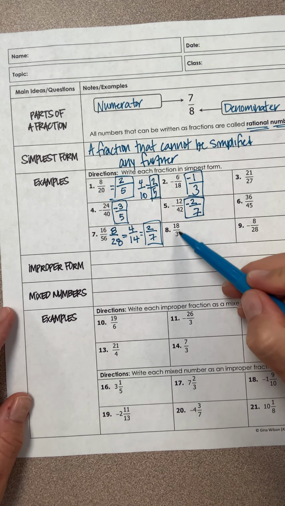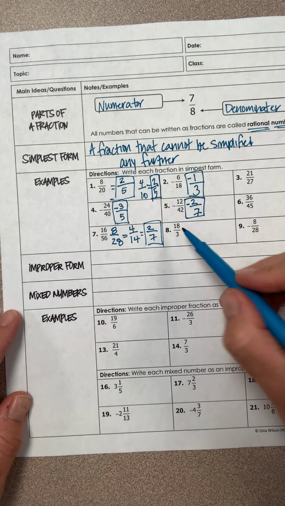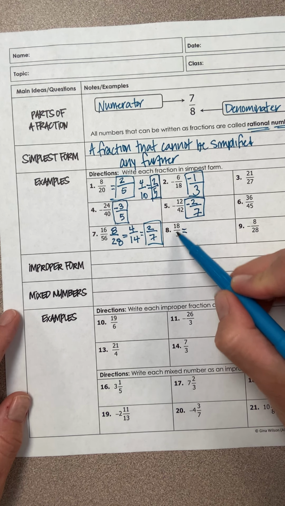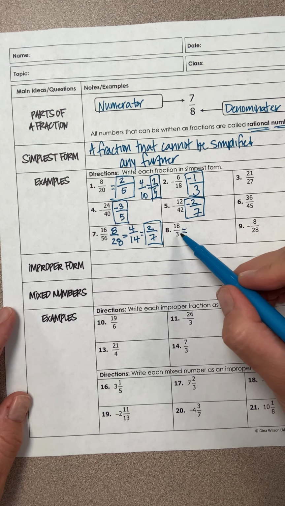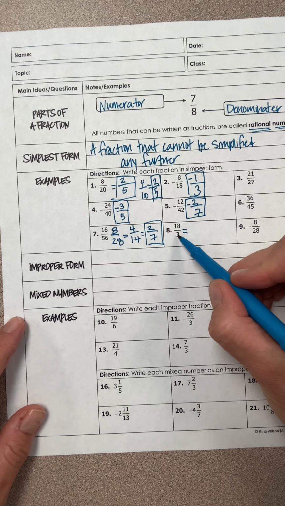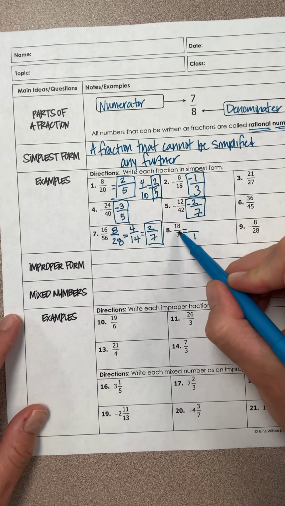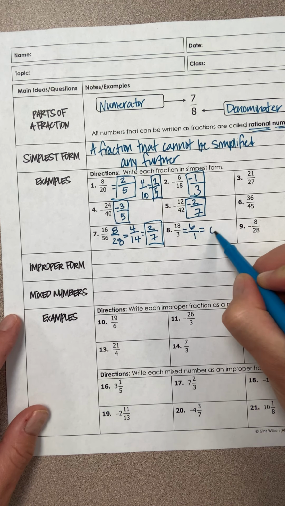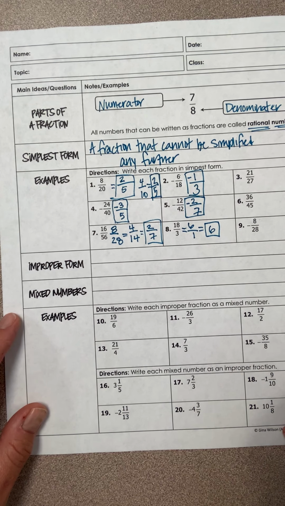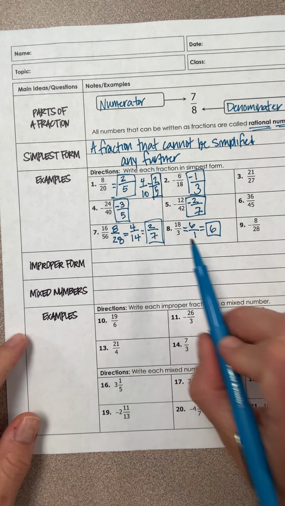And then this is an improper fraction, so I know that I can reduce it. What goes into both 3 and 18? 3 does. So 3 goes into 3 1 time, 3 goes into 18 6 times, and then of course 6 over 1 can be rewritten as a whole number, which is 6. Okay, so improper form is what we just did in number 8.